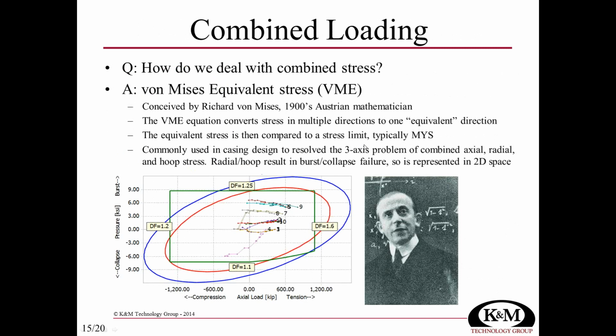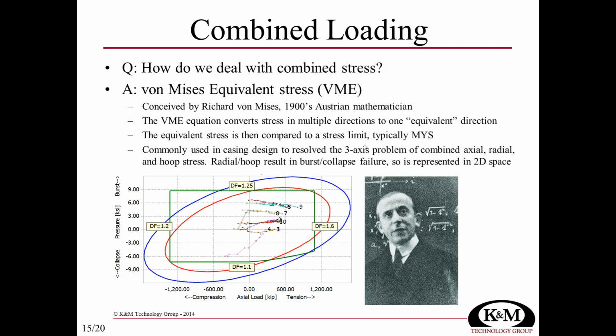So what does all this mean? Combined loading. When you have a tubular in the hole and you're doing lots of different stuff to it, if you got pressure on the inside and you're putting torque on it and you're pulling on it and you're putting it around a curve, how do we know if all the combination of things that we're doing is going to break the pipe or not? Well, there was this guy back in the 1900s, Richard von Mises. He was an Austrian mathematician, and he came up with this way of taking load in all different directions and trying to rationalize it into one, what he calls equivalent direction.